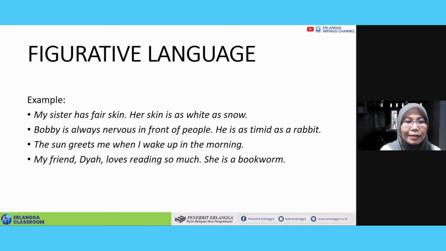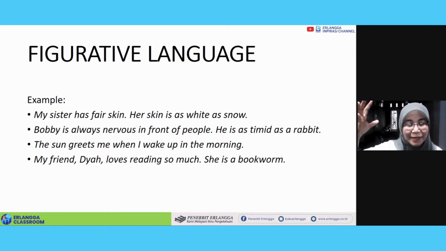Kemudian ini nomor 3 ini menarik nih. The sun greets me when I wake up in the morning. Nah, misalnya kalian sedang menceritakan mengenai kamar kalian yang selalu kena sinar matahari yang muncul pertama kali gitu ya.